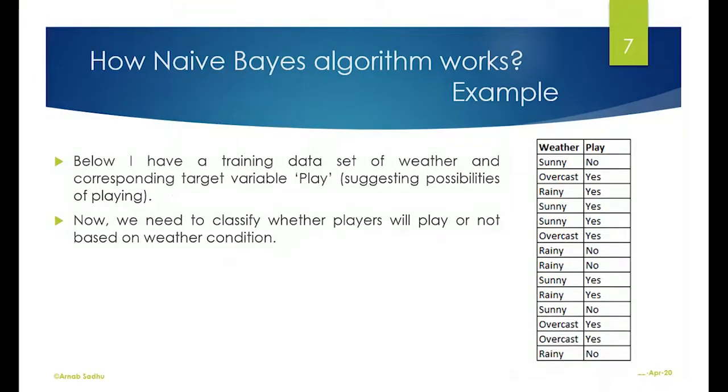Now we will take an example of how the naive Bayes algorithm works. Here I have a training data set with two columns, weather and play. Depending upon the weather condition, a boy will decide whether he plays or not. We need to classify whether a player will play or not based on the weather condition.